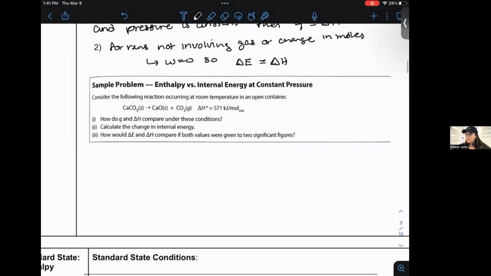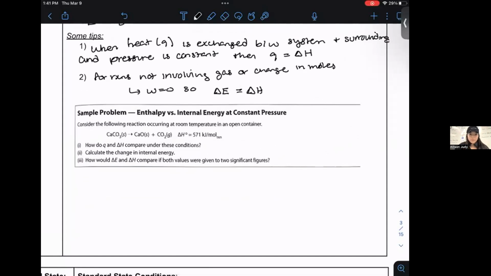So go ahead and try the sample problem below. For this problem, you were asked, how do Q and ΔH compare under these circumstances? Because it's constant pressure at room temperature in an open container, assuming constant pressure in the environment, what we would say is that Q is equal to change in H.